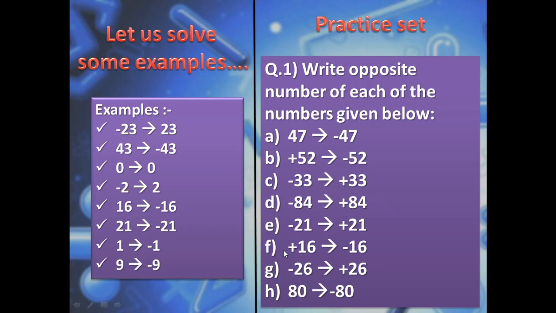If it is negative in the question, the answer is positive. If it is positive in the question, the answer is negative. And in case of 0, no need to put any sign, directly write 0, since 0 is neither on the positive side nor on the negative side. So I guess all my students have understood it better.